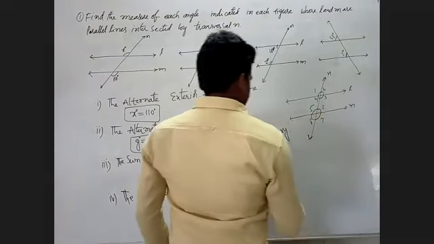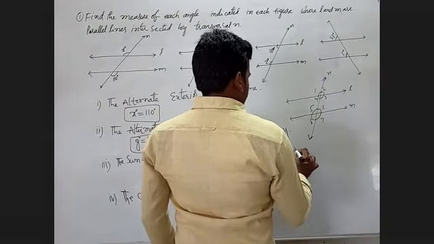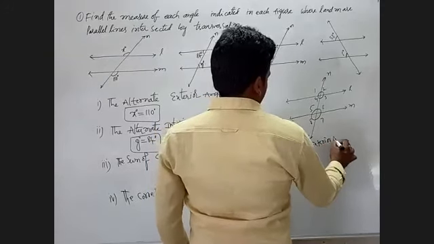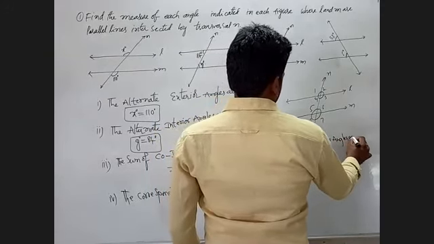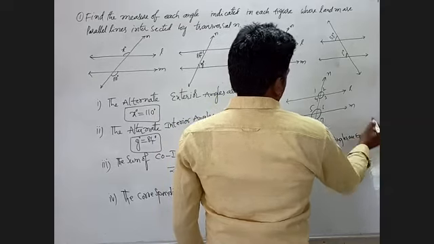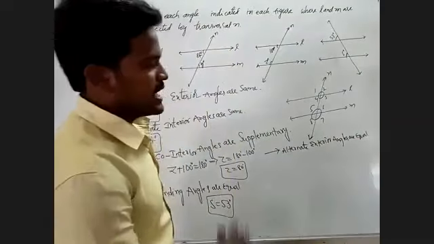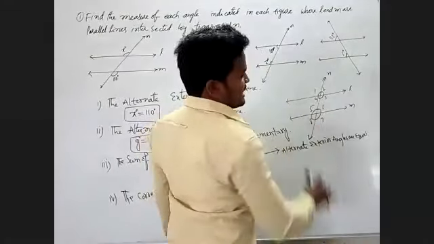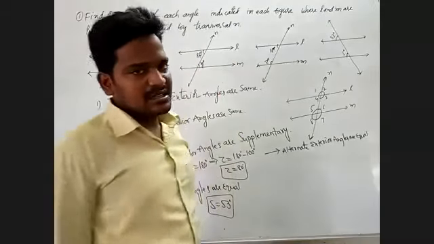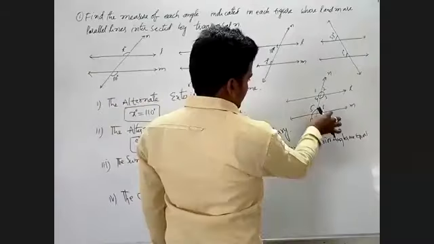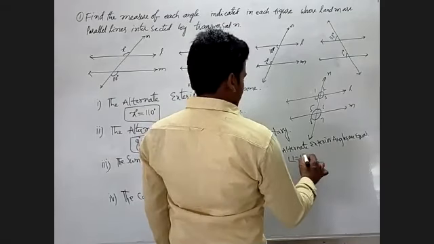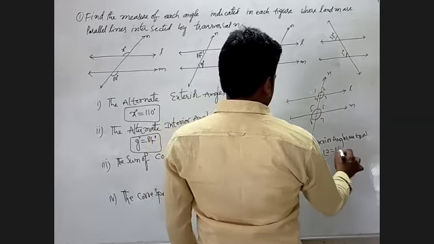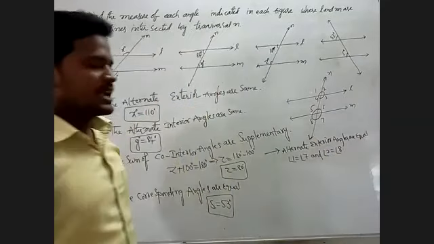First, the first condition is alternate exterior angles are equal. Exterior angles means outside of the given figure. Here, 1, 2, 7, and 8 are exterior angles. Alternate exterior angles are equal means angle 1 is equal to angle 7, and angle 2 is equal to angle 8.